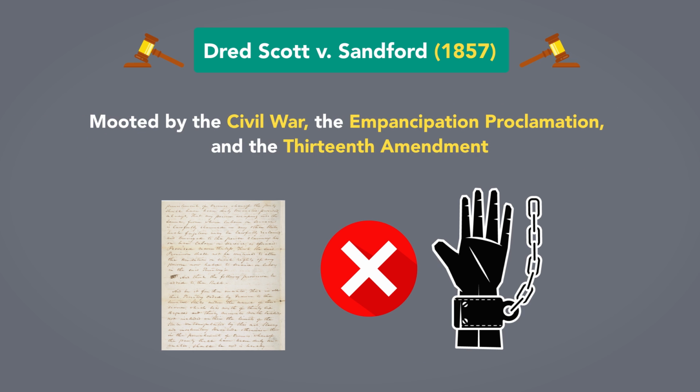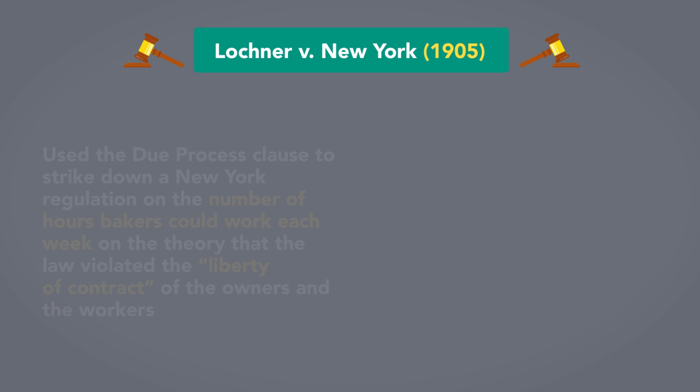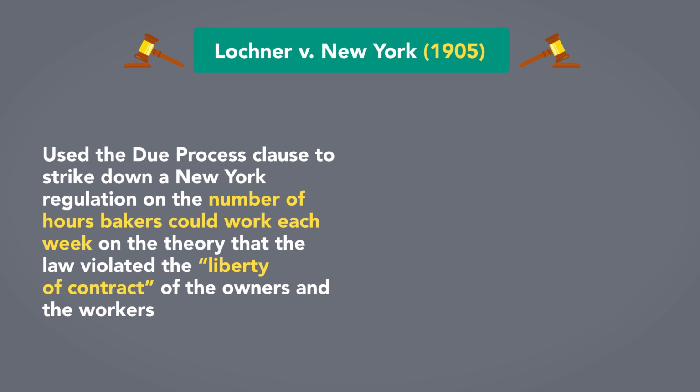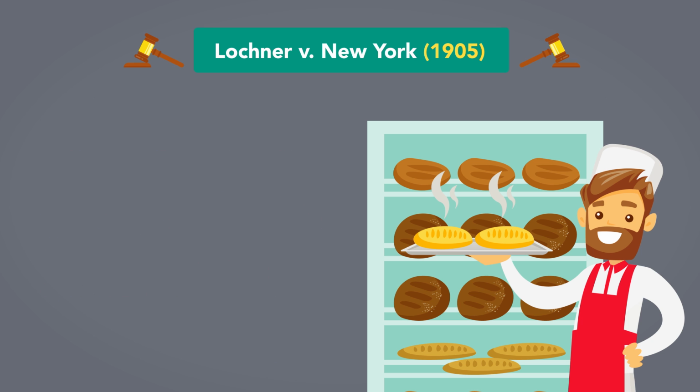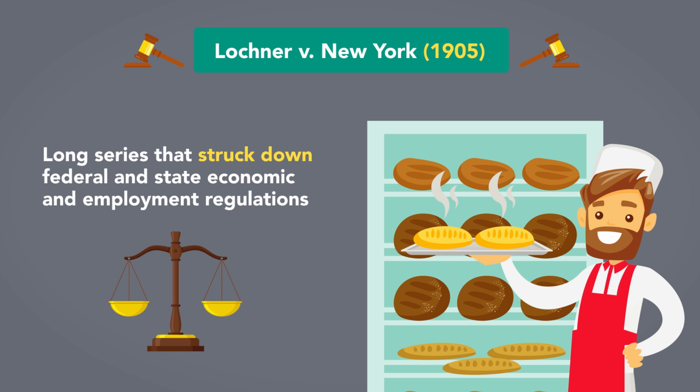This case was mooted only by the Civil War, the Emancipation Proclamation, and the 13th Amendment. In a less malignant but still heavily criticized 1905 case, Lochner v. New York, the Supreme Court used the Due Process Clause to strike down a New York regulation on the number of hours bakers could work each week, on the theory that the law violated the liberty of contract of the owners and the workers. This decision was representative of a long series of court decisions that struck down federal and state economic and employment regulations.